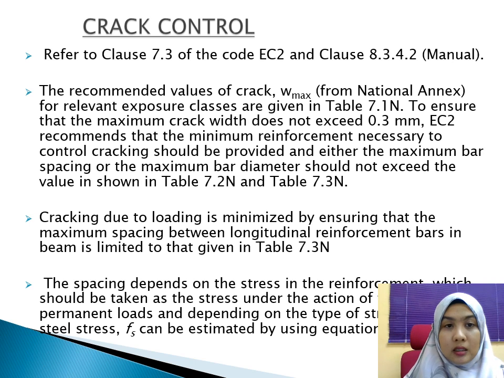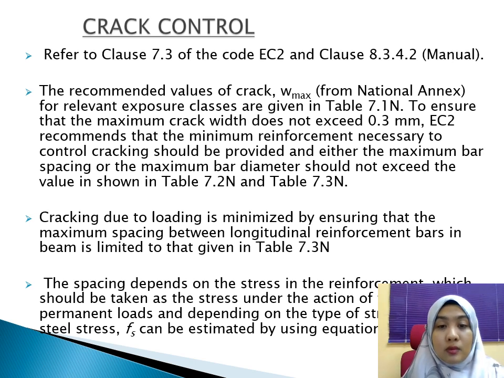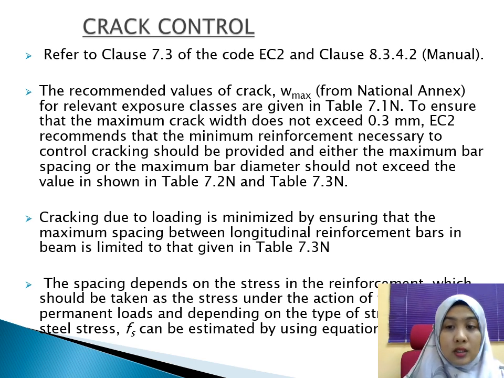And the first one is the crack control. For crack control, we are referring to clause 7.3 in the Eurocode 2, and the recommended value of crack width is given in the national annex, depending on the exposure classes, and is given in table 7.1N. To ensure that maximum crack width does not exceed 0.3 mm, EC2 recommends the minimum reinforcement necessary to control cracking. It's based on table 7.2N and also table 7.3N.